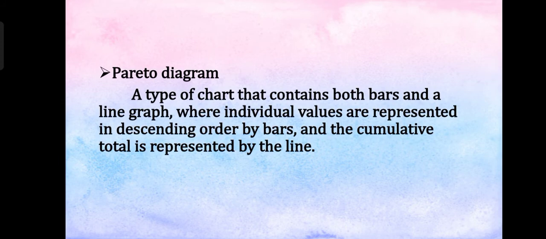Next is Pareto diagram. Pareto diagram is a type of chart that contains both bars and a line graph where individual values are represented in descending order by bars and the cumulative total is represented by the line. So the lengths of the bars represent frequency or cost and are arranged with the longest on the left and the shortest to the right. In this way, the chart visually depicts which situations are more significant. So it is used when analyzing data about the frequency of problems or causes in a process.